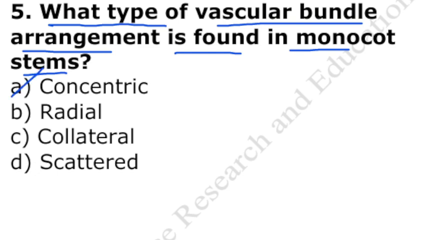Concentric, radial, collateral or scattered. So the vascular bundle arrangement found in monocot is scattered.